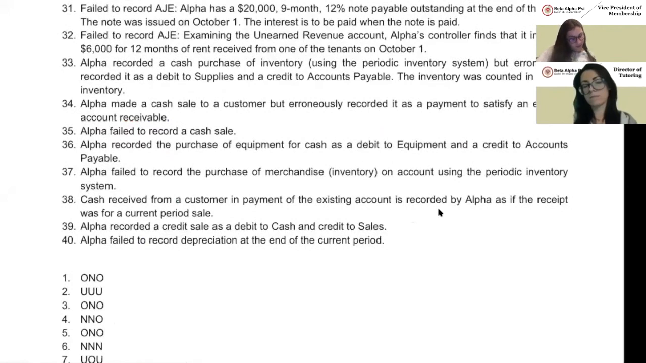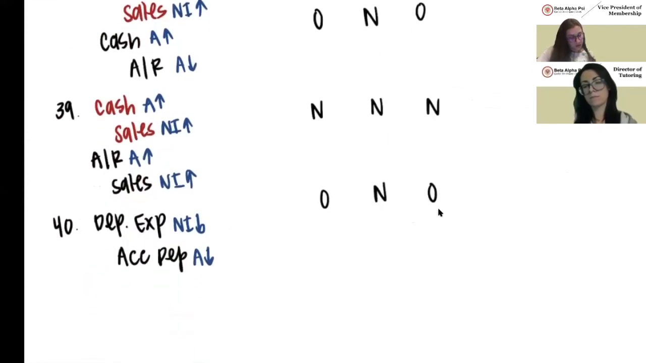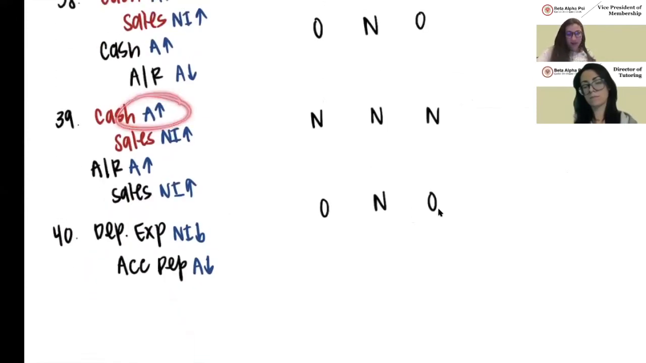39. Alpha recorded a credit sale as a debit to cash and a credit to sales, but it was a credit sale. They did a debit to cash and a credit to sales when it should have been a debit to AR and a credit to sales. So cash increases our assets, sales increase our net income, AR increases our assets, and sales also increase our net income. So even though it was put into the wrong account, assets were still increased. So there's going to be no effect on our assets. None of these accounts affect our liabilities, so there's no effect on our liabilities. And sales was recorded correctly, and they increased our net income, so there's no effect on our net income.